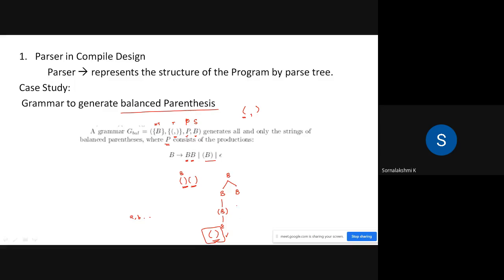Any string with any number of open or close brackets will be balanced using this production rule. It accepts a string that has only brackets, no other input symbols, no other terminals, only open bracket or closed bracket. So using this production rule, if we expand, it will accept all possible strings. This is an acceptable string, this is an acceptable string, this is an acceptable string.